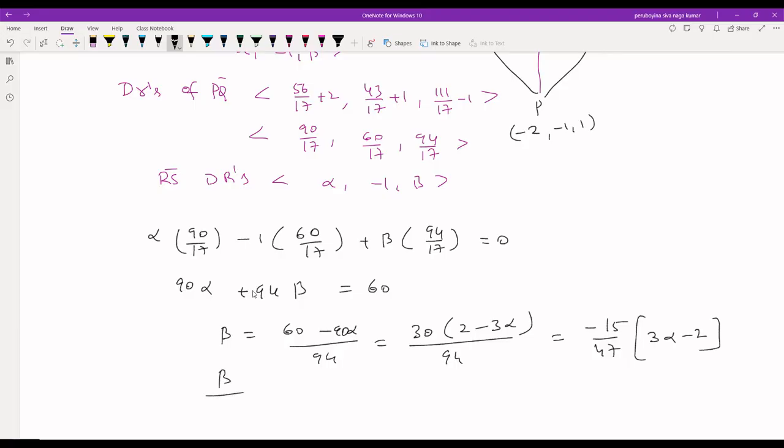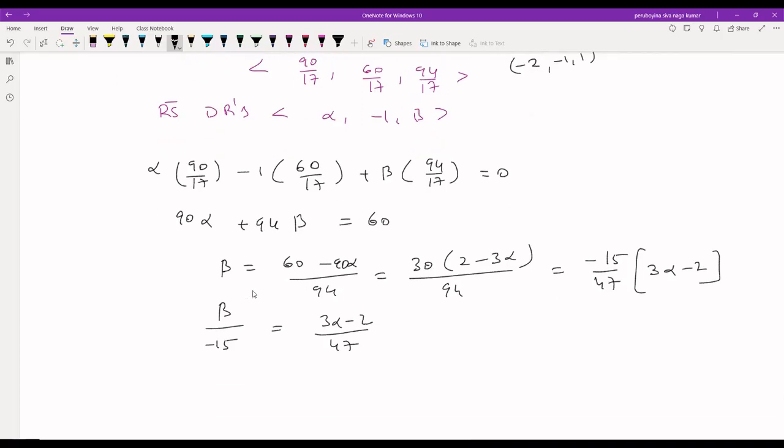That means beta by minus 15 is equal to 3 alpha minus 2 by 47. He's saying beta and alpha are integers, so that you can take beta as minus 15, and alpha you can take as minus 15. Okay, so least values he is saying. So alpha square plus beta square is 225 plus 225, 450, which is the least calculation.